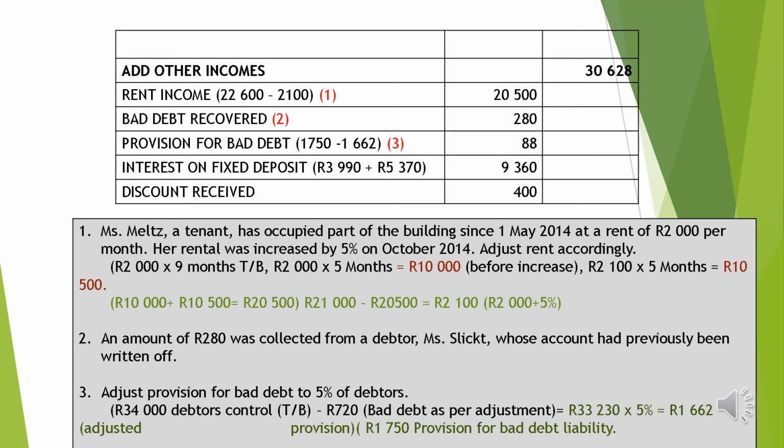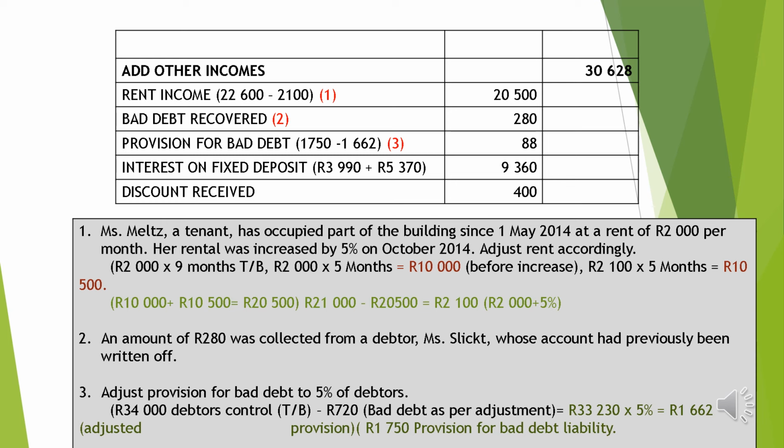Then, if we continue, we get what? We say 21,000 rands minus 20,500. That means this particular tenant is owing us or was supposed to pay 20,500 for this financial year. But this particular tenant even paid for how many months? Even for March the following year.